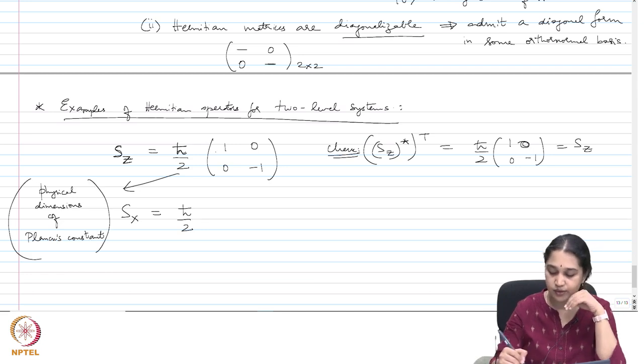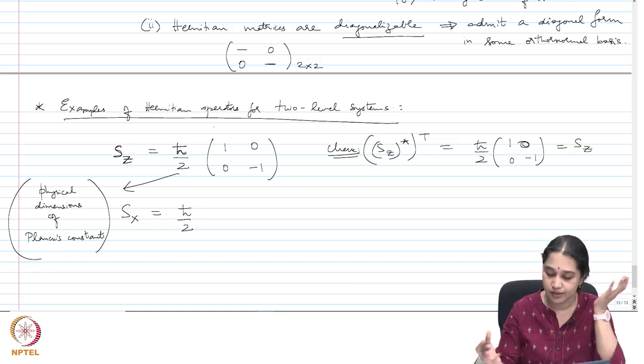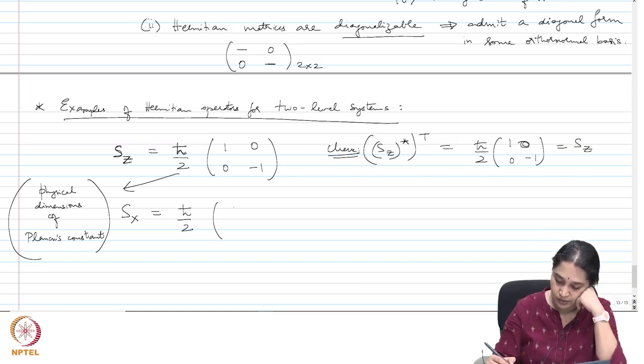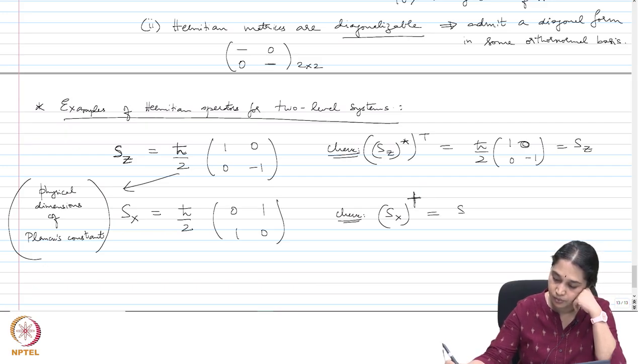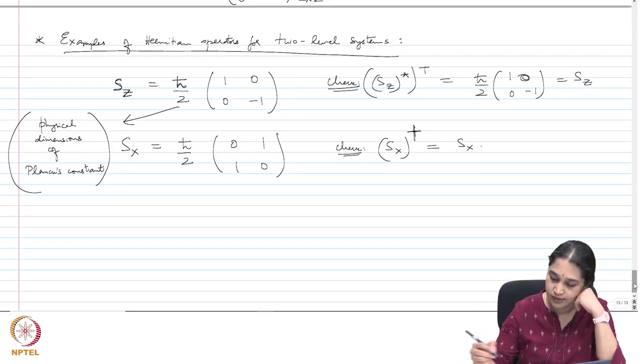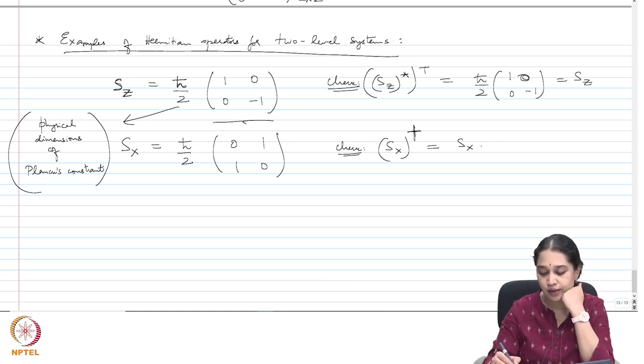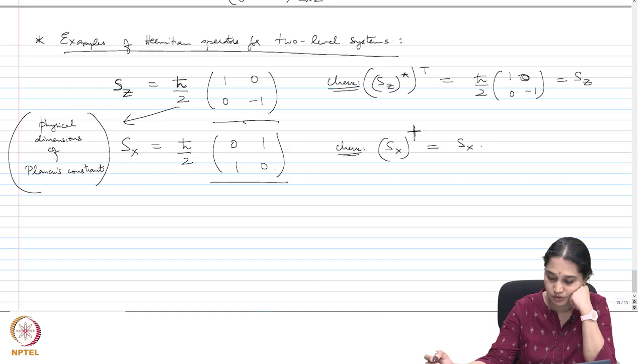For now, you can just think of this as some number that is multiplying this 2 by 2 matrix. So, this is the second 2 by 2 matrix that I want to consider. Once again, we can check that the adjoint of the matrix, which is nothing but the complex conjugate transpose, the dagger, is equal to Sx itself. So, these are just some examples of matrices that satisfy this property. This was a diagonal matrix and this is an off diagonal matrix, both of which are Hermitian.